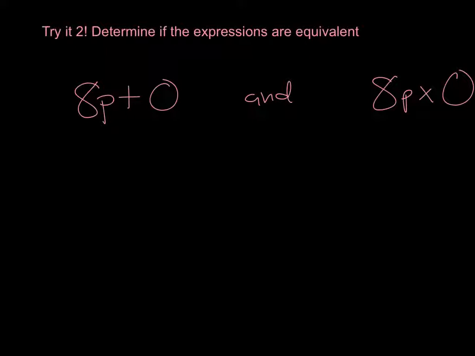Try it on this one. Determine if these expressions are equivalent. 8p plus 0 and 8p times 0. Hopefully this one doesn't trick you.